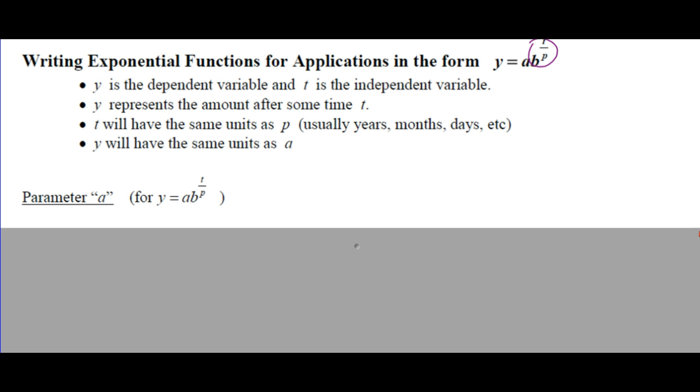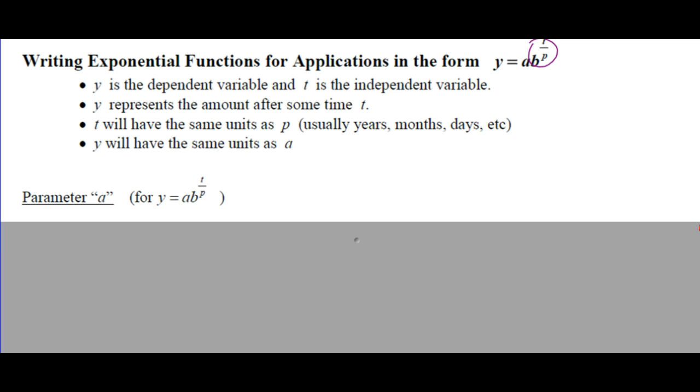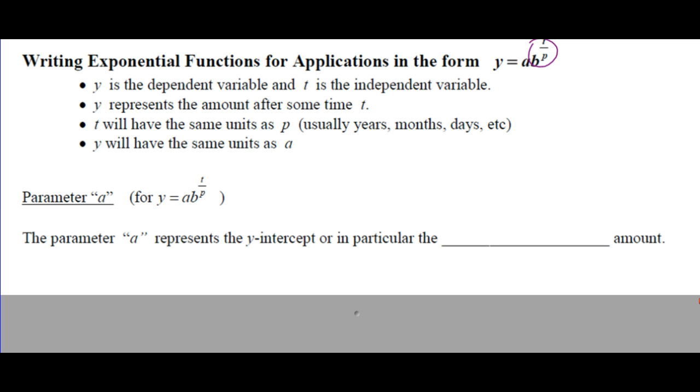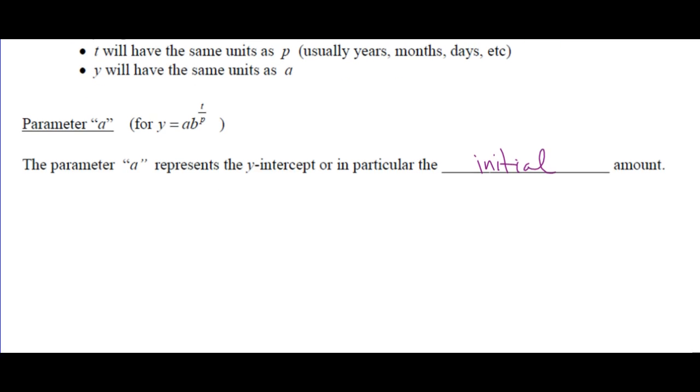All right, so let's reveal stuff. Parameter A for Y you can just read on your sheet. The parameter A represents the y-intercept, or in particular the blank amount, what were we using? Initial amount. Sometimes in financial circles called the principal.